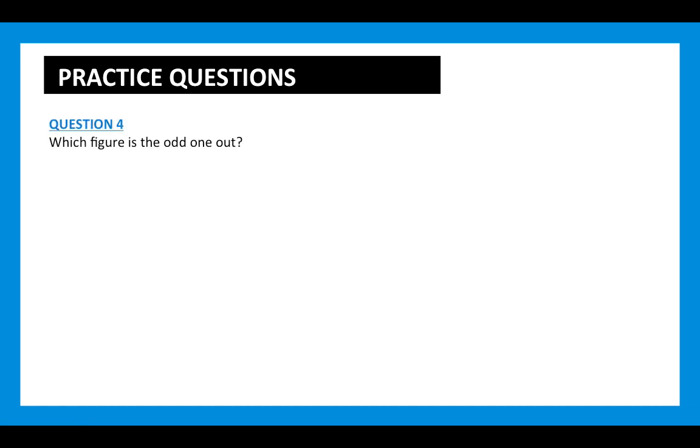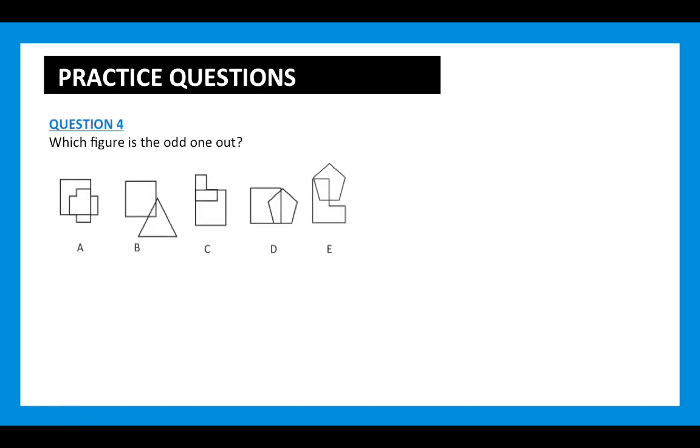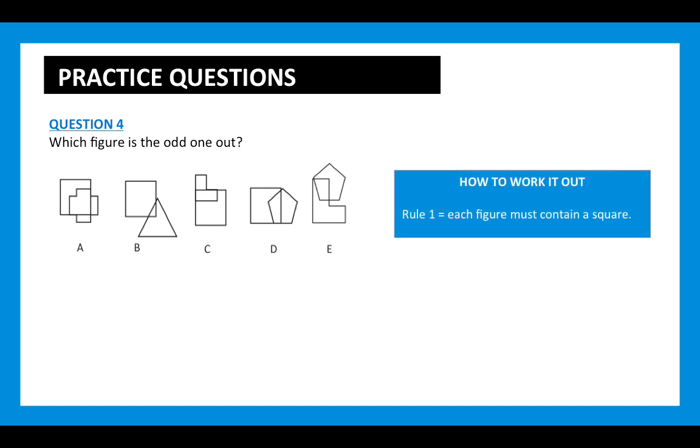Question 4: which figure is the odd one out? As you can see, each figure must contain a square. So this contains a square and this one contains a square. So the odd one out is E, because these two shapes are not a square.